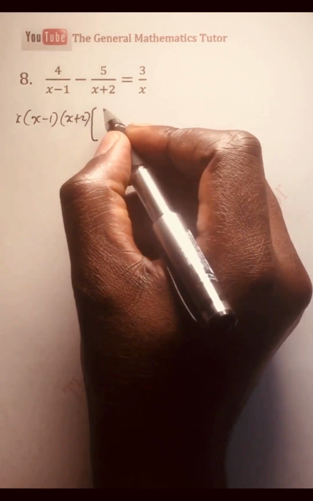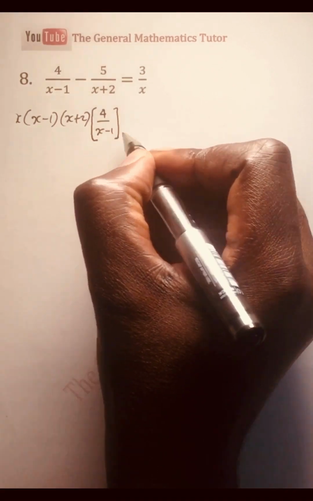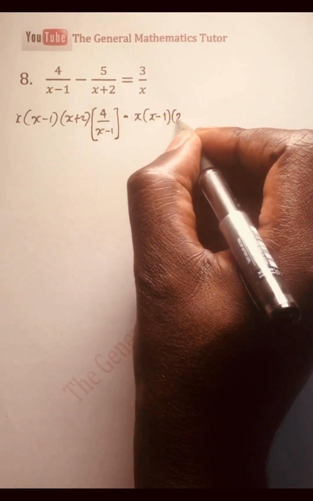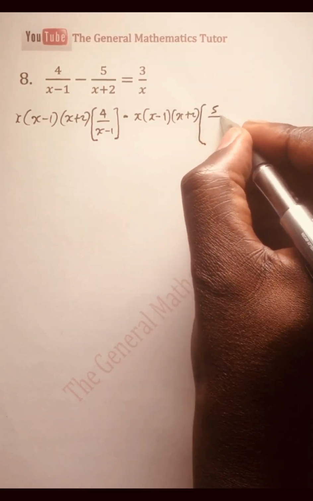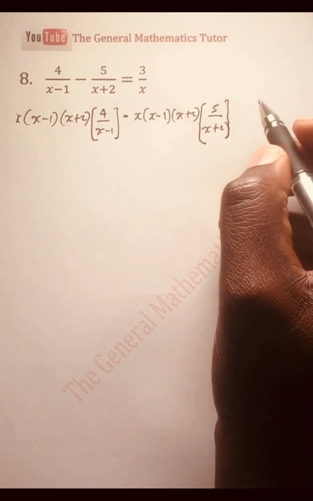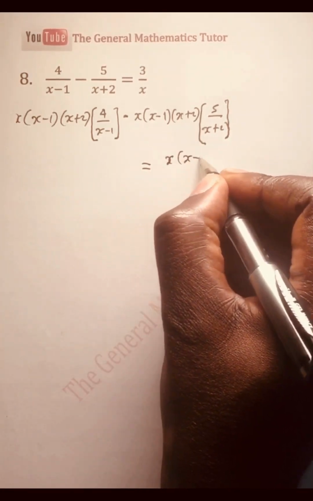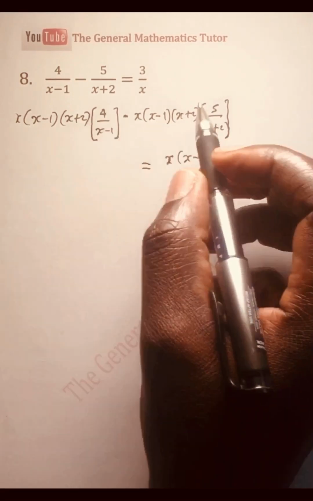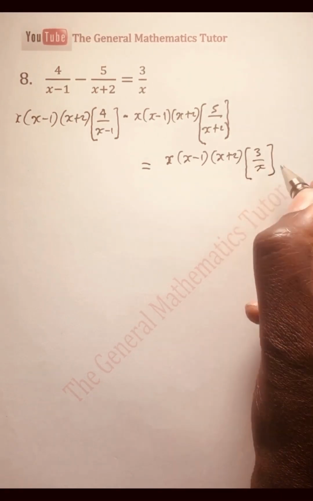And we multiply the first term, that is 4 over x minus 1, minus the LCM again, that is x into x minus 1, x plus 2. Then you multiply the second term there, which is 5 over x plus 2. So that should be equal to the LCM again, that is x into x minus 1 into x plus 2, multiplying the term on the other side of the equation, that is 3 over x.